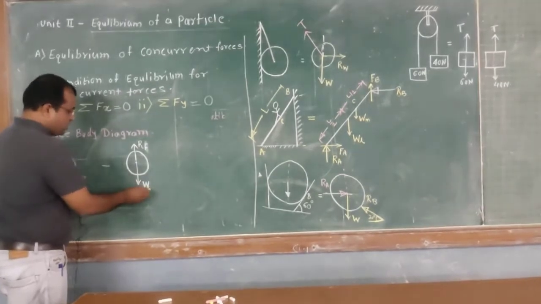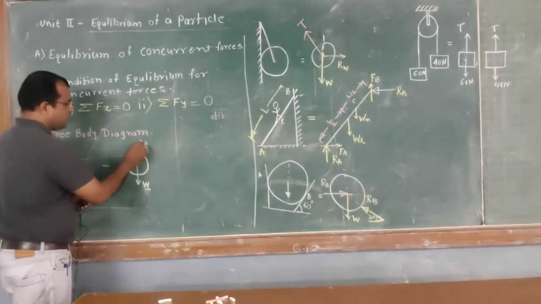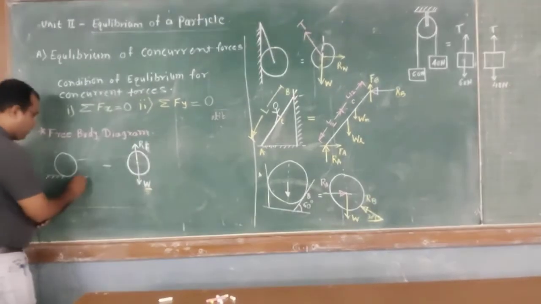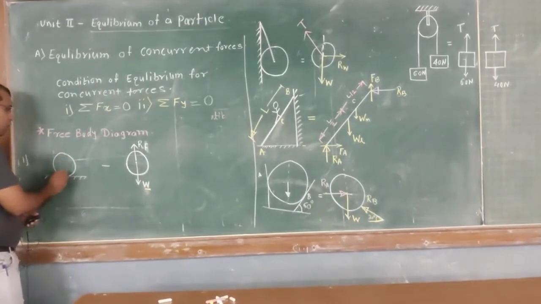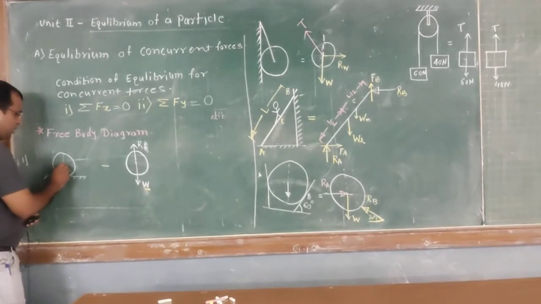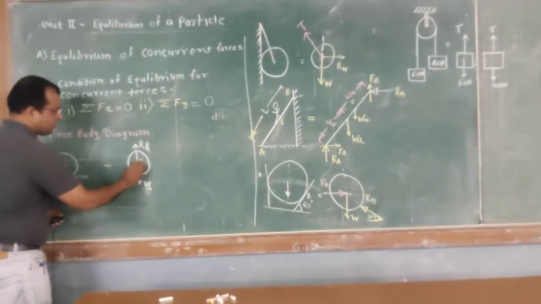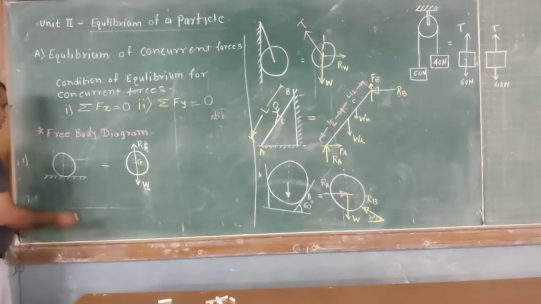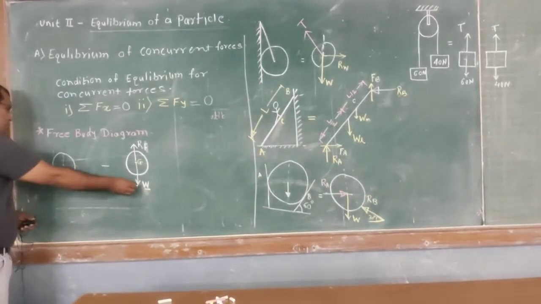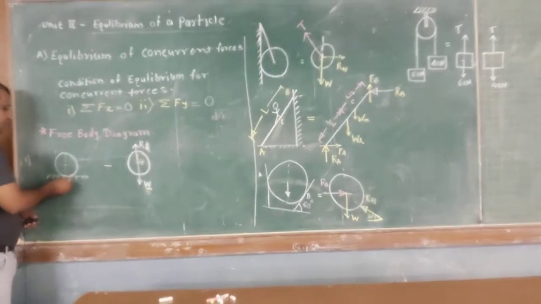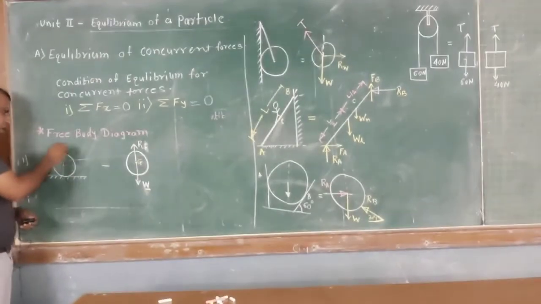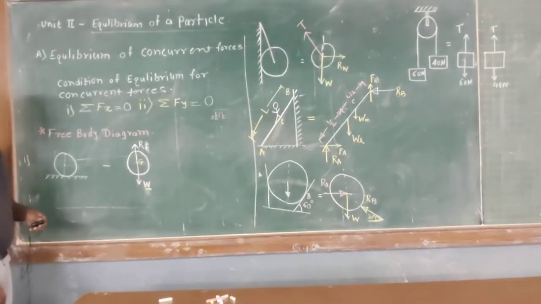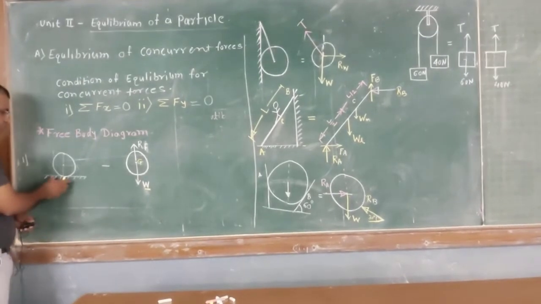So the active force is weight and the reactive force is the reaction offered by the floor. RF indicates the reaction offered by this floor on the ball, and it is passing through the CG of the ball. Let's say this is the CG of the ball. So what are the forces there? W is the active weight and the reactive force is the reaction offered by this floor on the ball. Only these two forces we have to show.